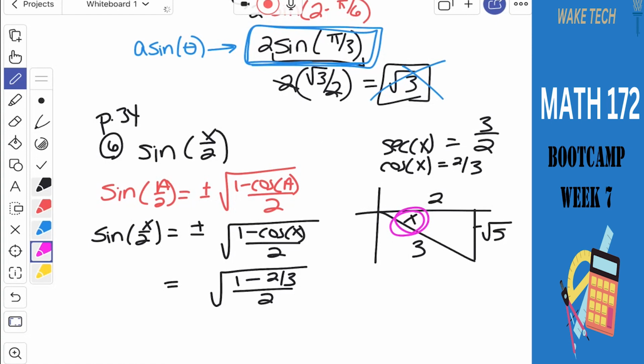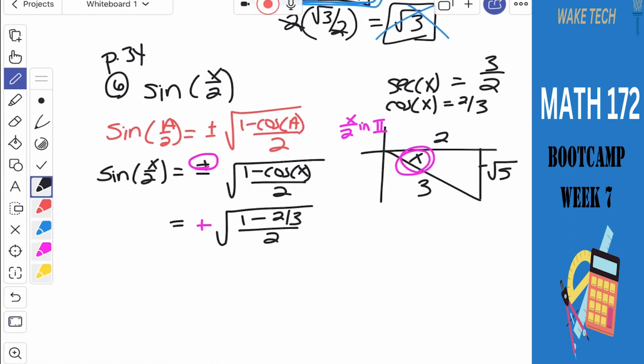Which quadrant are you in now? The answer to that is quadrant 2. So angle x is in quadrant 4, but angle x over 2 is going to be in quadrant 2. Inside of quadrant 2, the sine values are positive, which means we need the plus version of this equation, of this identity.